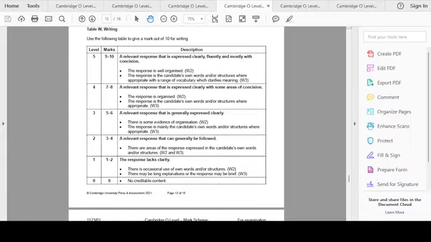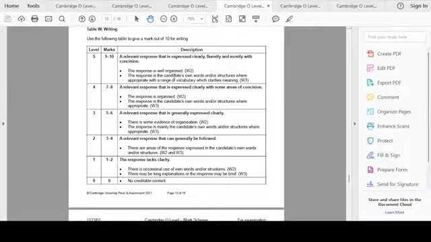Writing. So how do you get marks for writing in the summary? Look at the highest level, which would get you between 9 to 10 marks. A relevant response for the summary that is expressed clearly, fluently, and mostly with concision. Concision meaning it's concise, short, which is the whole point of a summary. It's fluent, so there's flow. It doesn't feel like broken points just joined together as a paragraph. It's clear, so it's well written. And so the response is well organized.